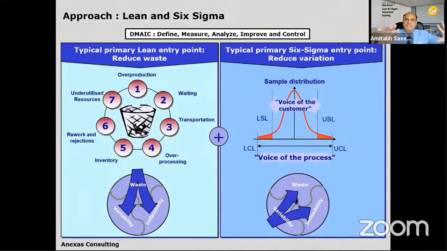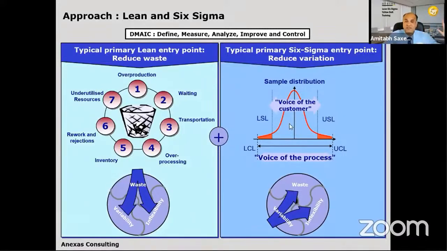Now, that was a three-sentence definition of Lean and Six Sigma. There is more to it, I would say, than these three sentences. These are methodologies. Lean and Six Sigma are combined nowadays to deliver excellent value to the customer.